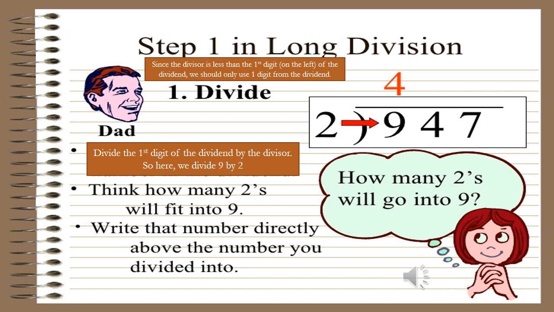Let's apply the first step. Divide. We have to divide the first digit of the dividend by the divisor. So here we divide 9 by 2. Think, how many 2's will fit into 9? Or ask yourself, how many 2's do I need to get 9 or almost 9? 2 times 4 is 8, 2 times 5 is 10. 10 is greater than the 9. So I have to use the 8, so 2 times 4. Write the number directly above the number you divided into it. So we write it above the 9.